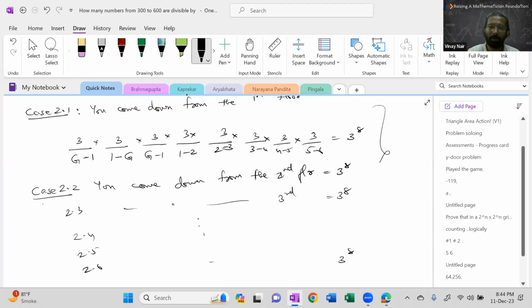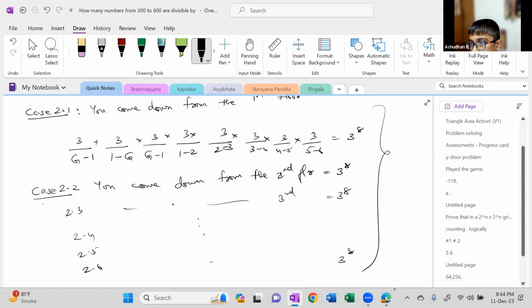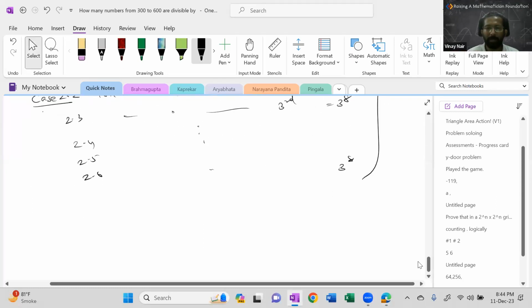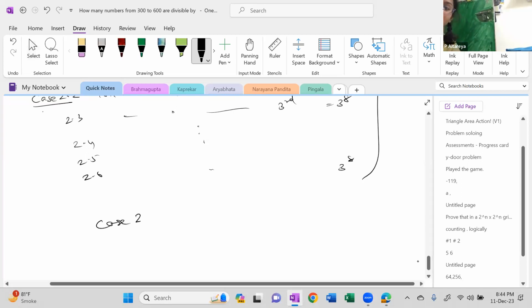So what is the sum total of case 2? Sir, 3 power 8 times 6. So case 2 is 6 times 3 power 8. This is not 3 power 48. This is 6 times 3 power 8. And you have case 1.